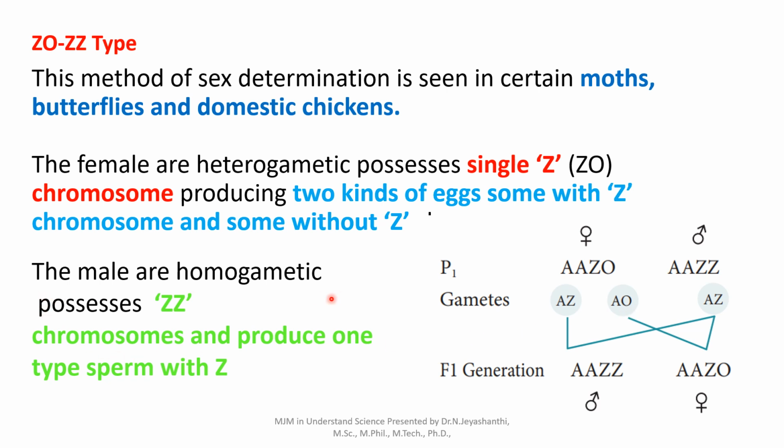Males are homogametic, containing ZZ chromosomes. It produces only one type of sperm. See here, it produces only one type of sperm, A and Z, where A represents the autosome. If these two fuse, the sex of the F1 generation depends upon the egg which is fertilized by the sperm. If AZ is fertilized, it produces male. If AO is fertilized, it produces female.